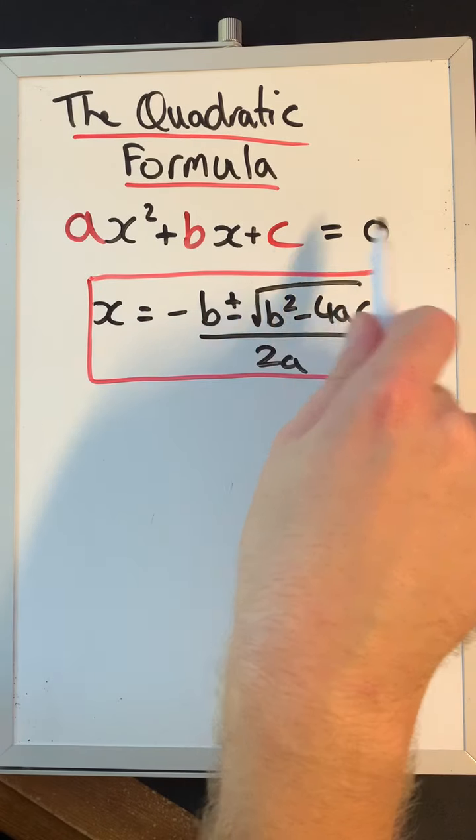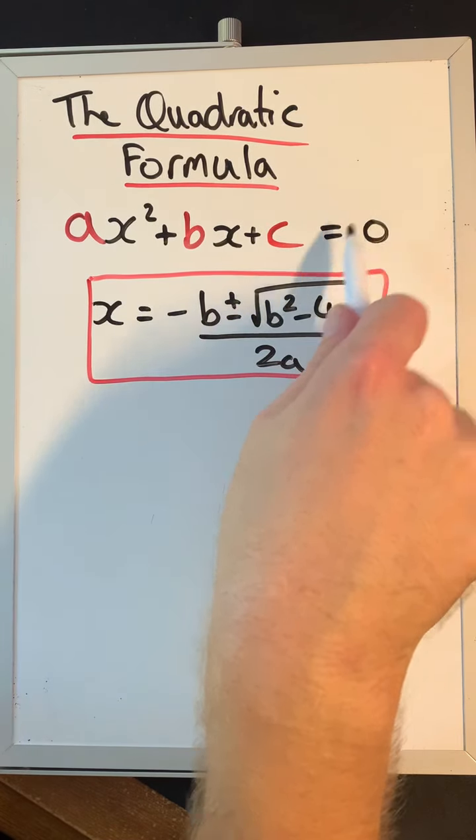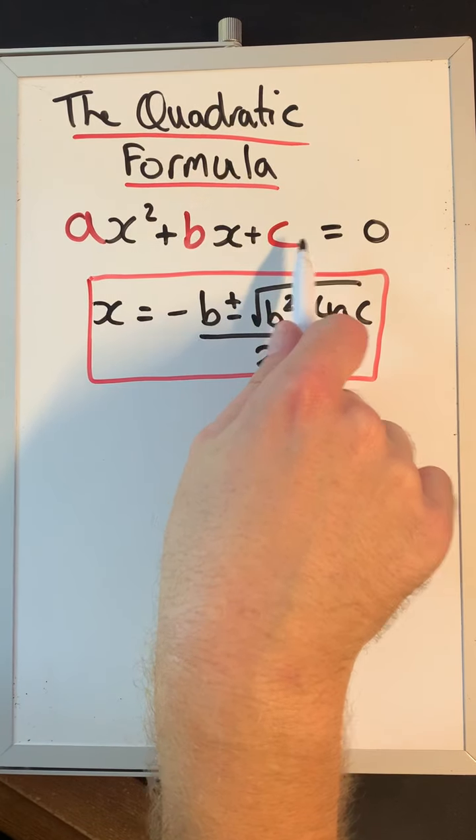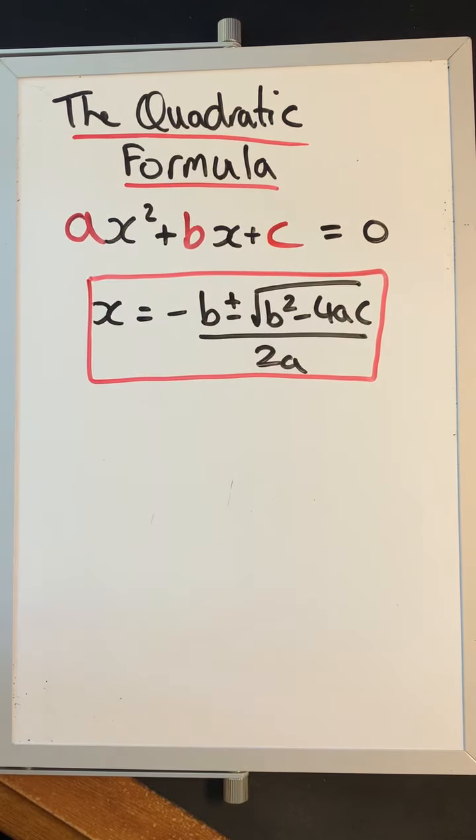So for example, if you had a number on the right hand side here, say we had a 4 on the right hand side, you'd have to make sure that you take it to the left hand side to put it into quadratic form first.